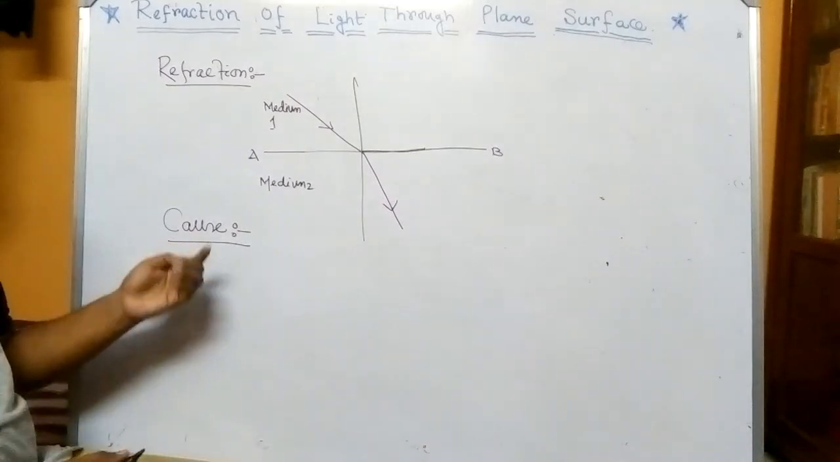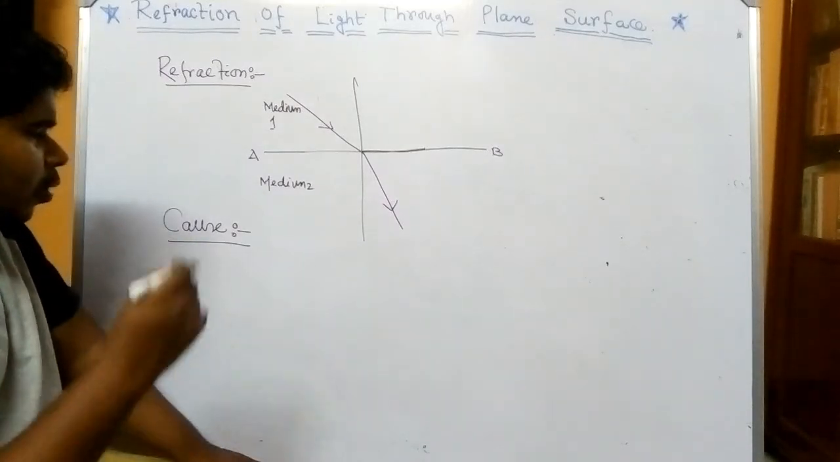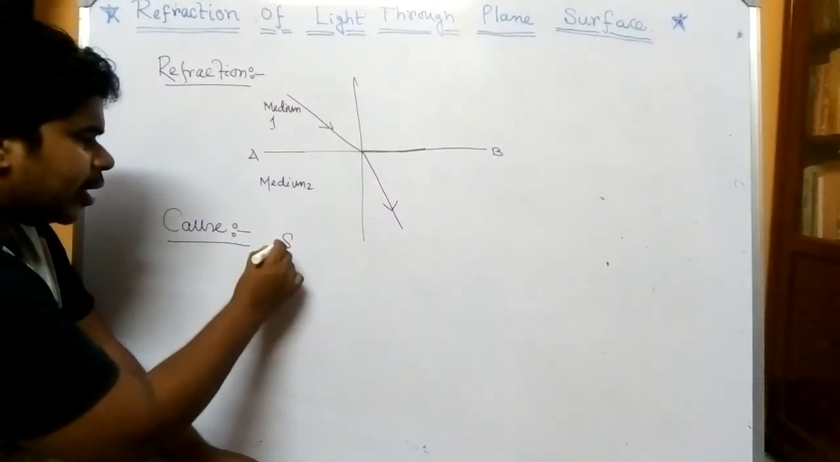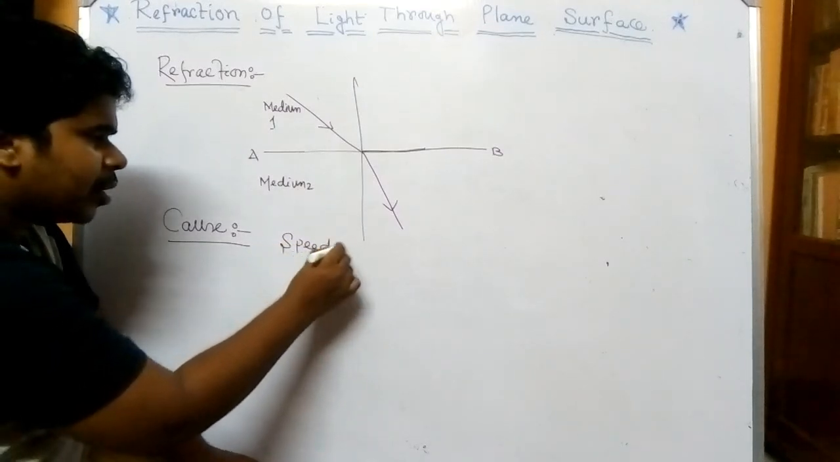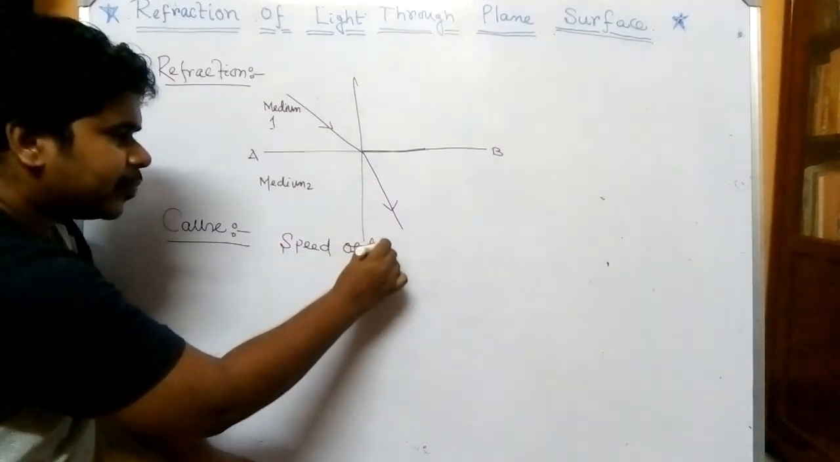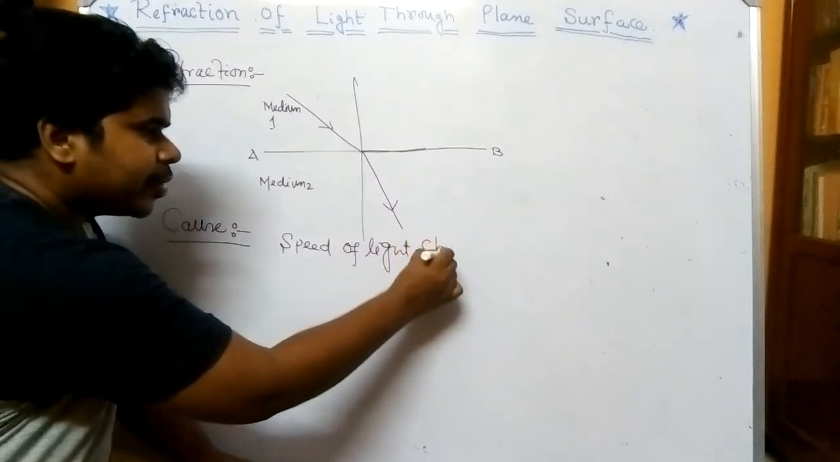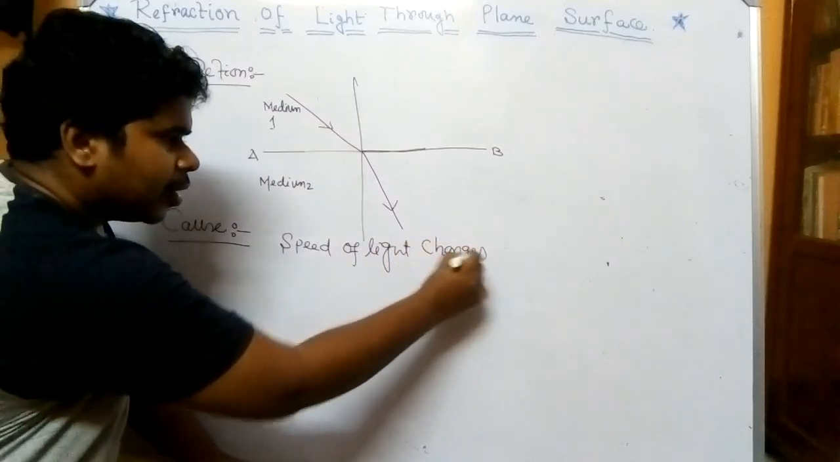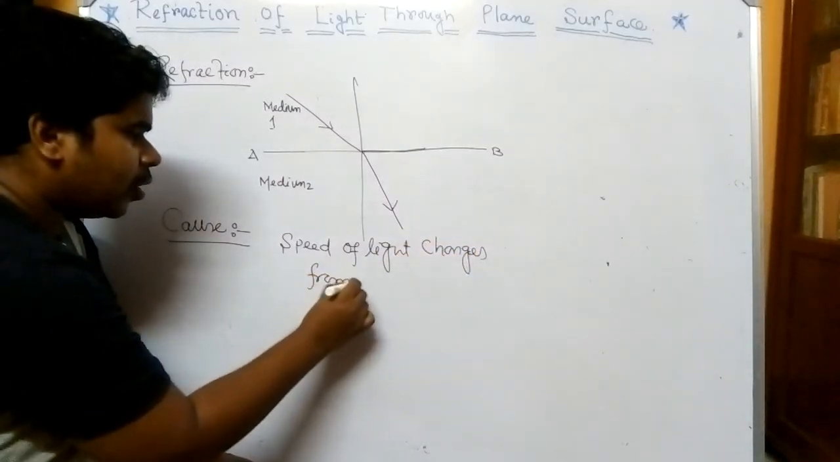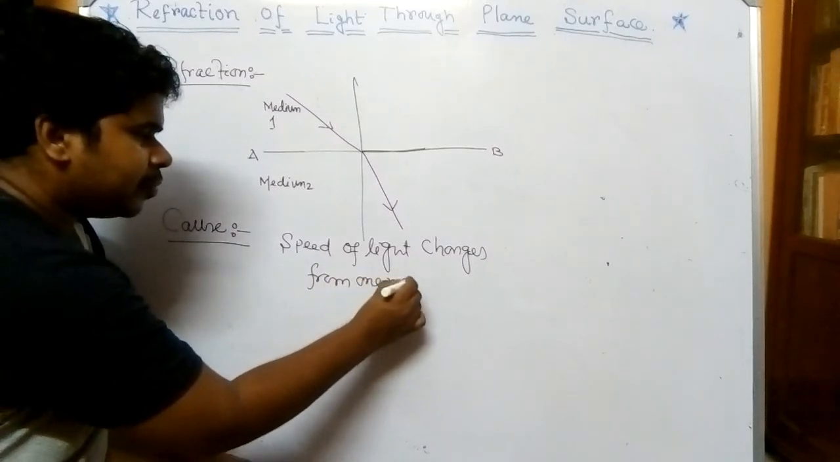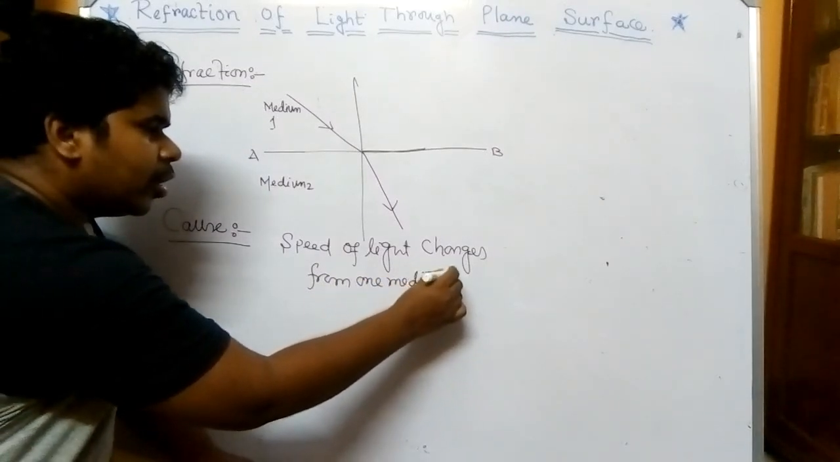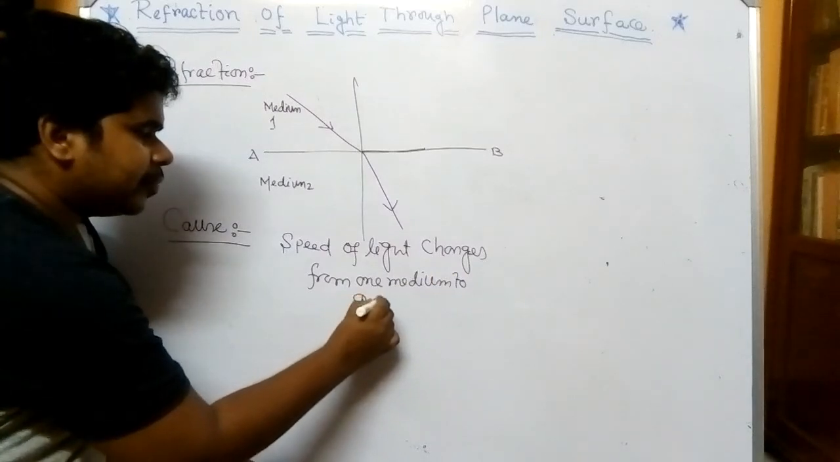So whenever we talk about the cause, the one and only cause is that the speed of light changes from one medium to another medium.